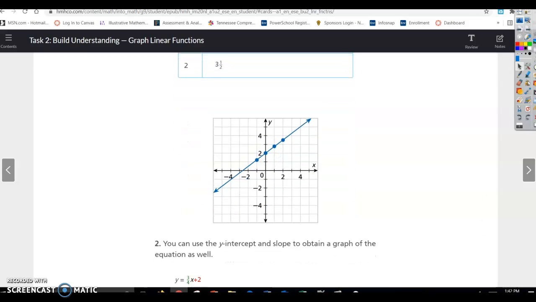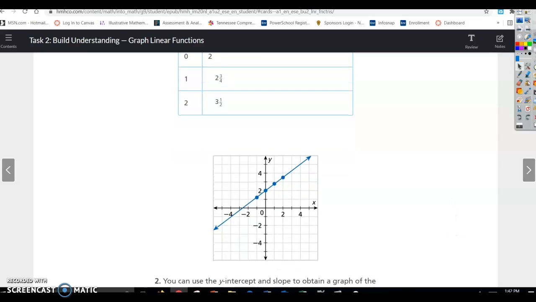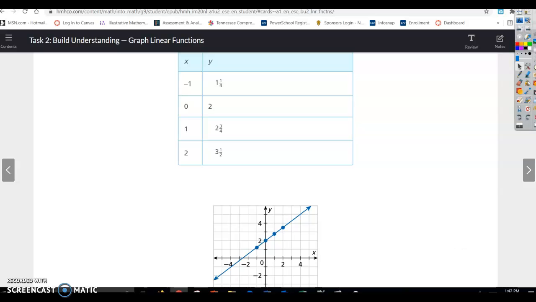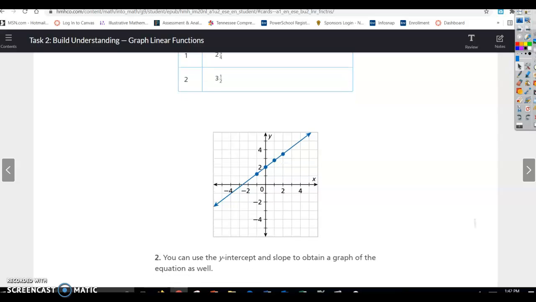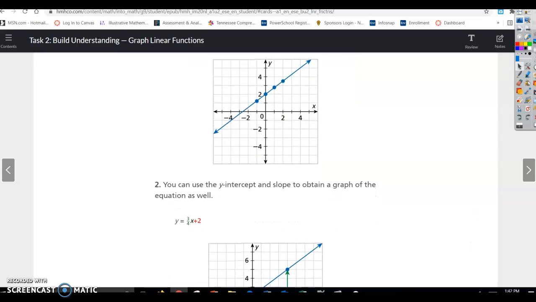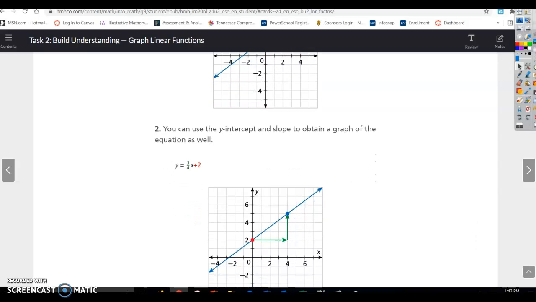Alright, once they did that, then they graphed these. You can see that negative 1 goes up 1 1/4, and then 0, 2, and 1 is 2 3/4 of the way up, and then 2 and 3.5. So they've used those points to draw a line. So that's a linear equation, and using a table of values to graph that line.